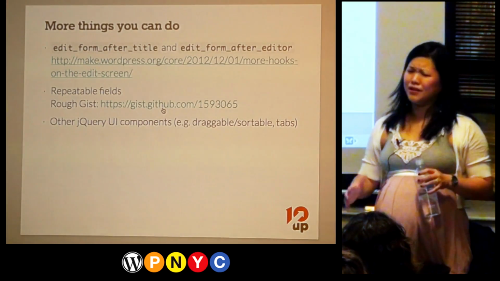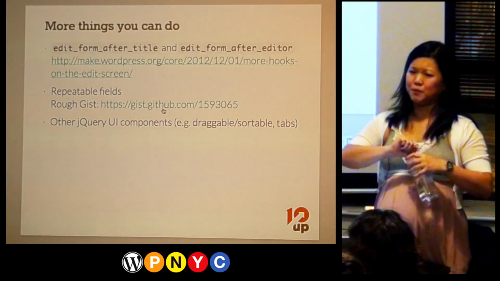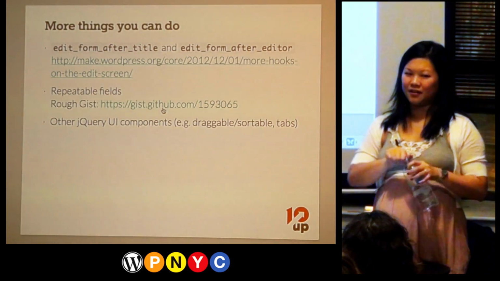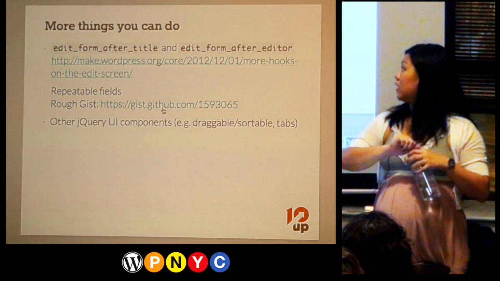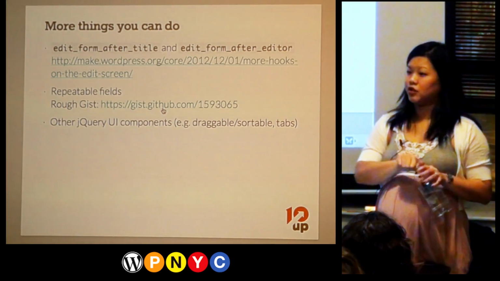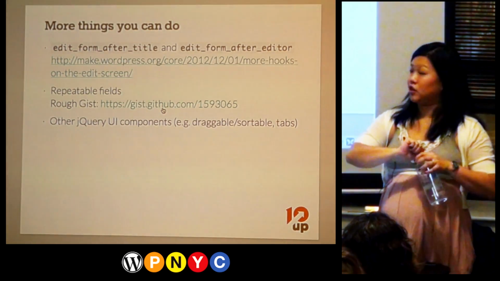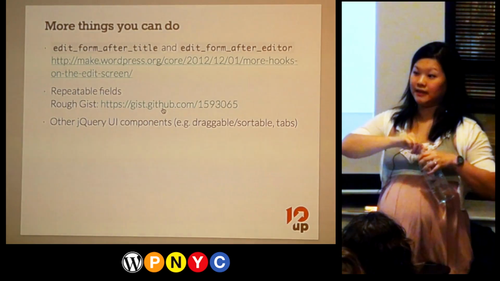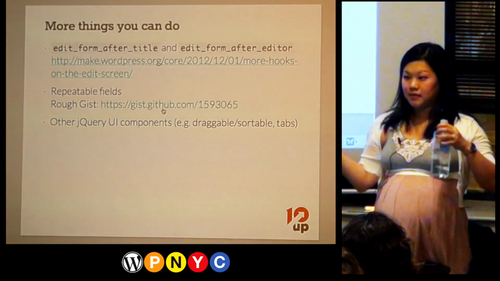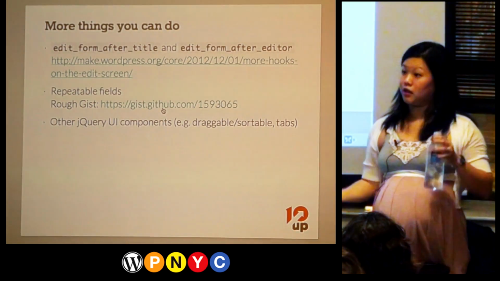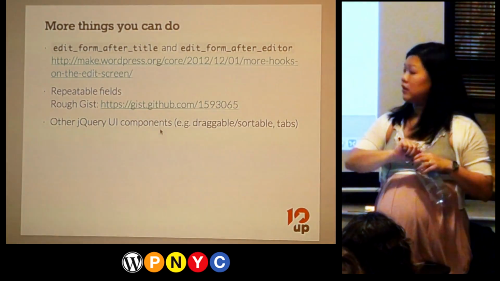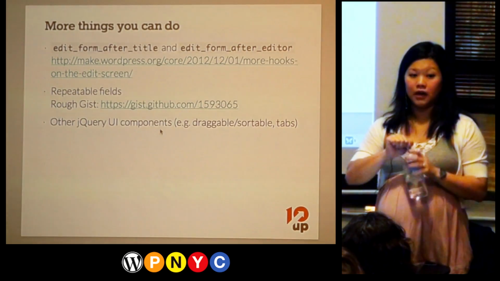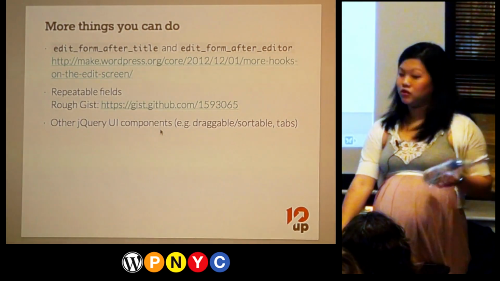Repeatable fields, I have a really, really rough gist up. I think it's bespoke code, so it's ugly and not DRY at all. But if you're curious about how that works, especially the save routine can be kind of tricky. Radio buttons can be really tricky with repeatable fields because of how they have to be named in the HTML. So you have to do some JavaScript juggling to make that work. And then, of course, there are other jQuery UI components that you can use. Like I was showing you there, the slider is a really great thing that you can use, and draggable, sortable.